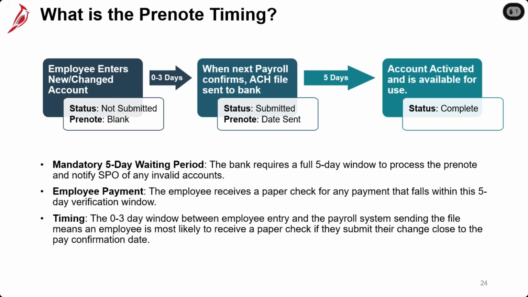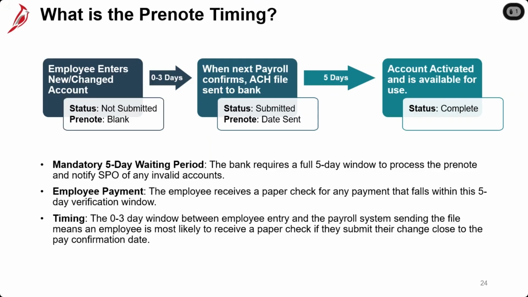Now, that 5-day waiting period is basically a period of time where the bank can notify SPO and they can make the updates before it's actually used. That account will be used on the first check date that's 5 days after it's sent. So typically, payroll is running about 3 days before the check date on average.